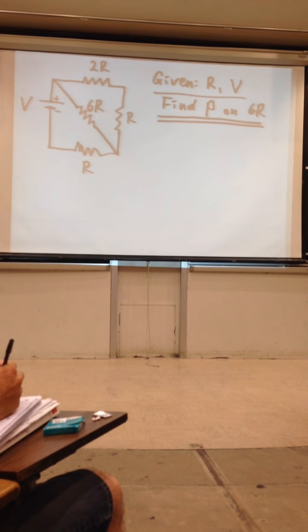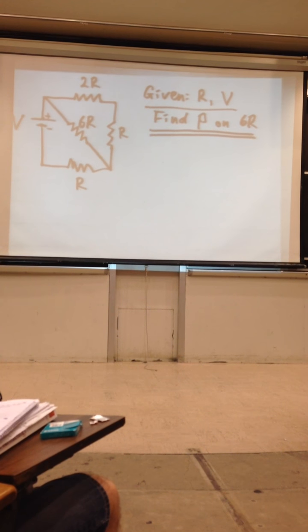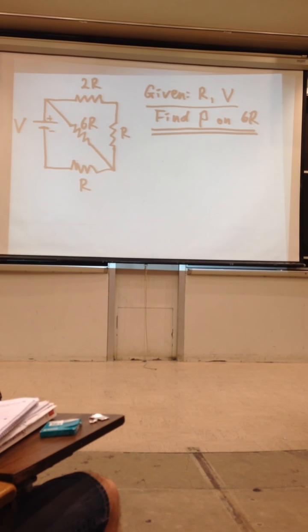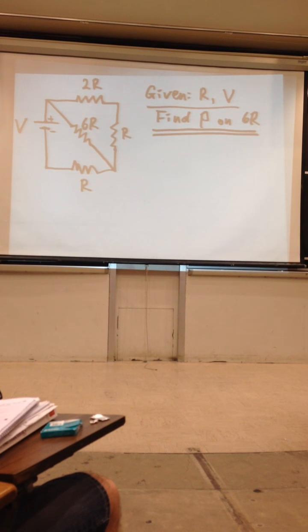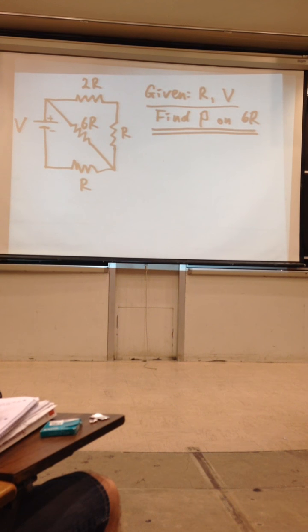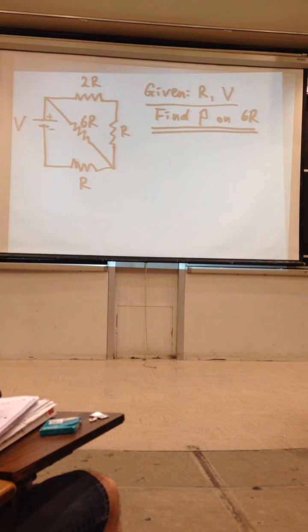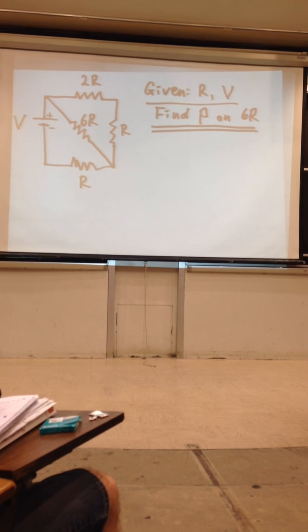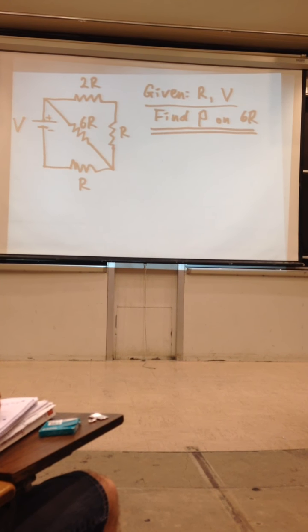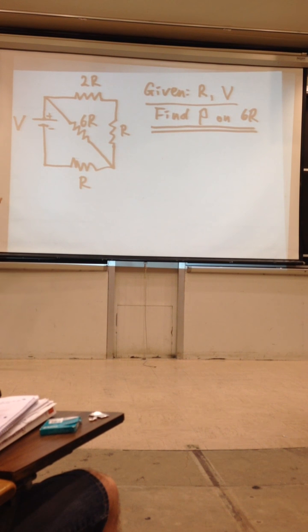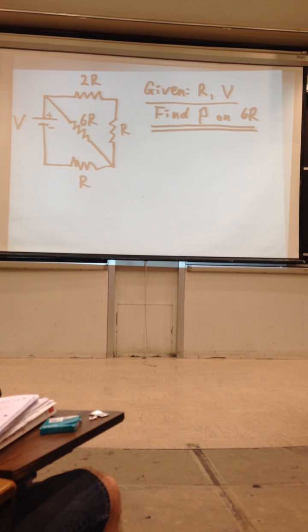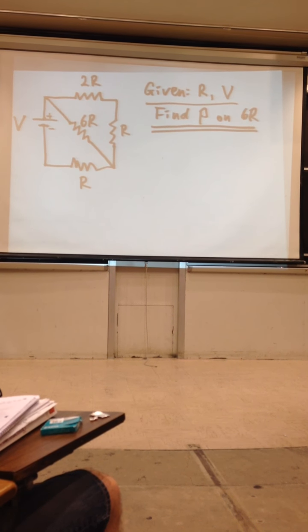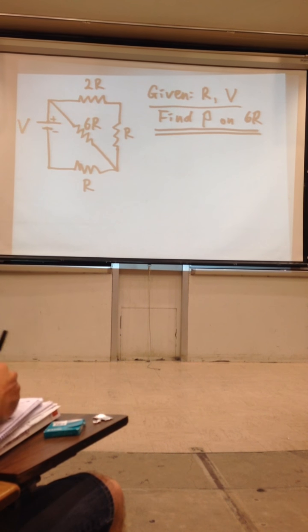When you see this kind of weird-looking circuit, you should be able to simplify it and bring it to a situation when it looks more familiar. This is the circuit. There are a number of resistors and a direct current source. The value of resistance is given, the voltage is given. You should find the power delivered to this 6R resistor.